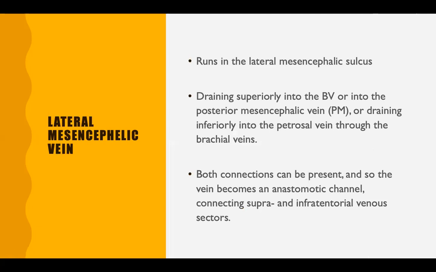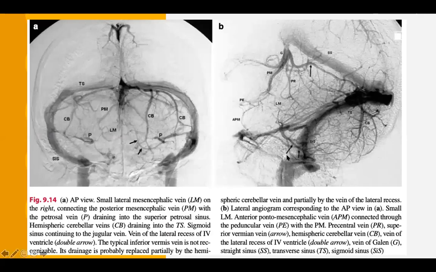The lateral mesencephalic vein I just showed runs in the mesencephalic sulcus. So it is one of the tributaries of the third segment of the basal vein of Rosenthal, and it drains superiorly into either the basal vein or the posterior mesencephalic vein, and inferiorly it drains into the petrosal vein. This vein is important because it has connections between both supra and infratentorial venous sectors.